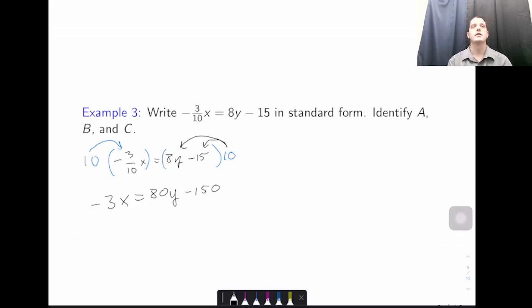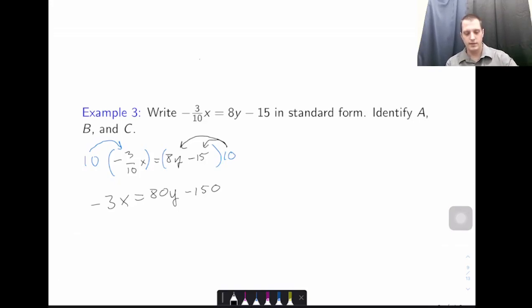Right away, I can tell you that we do not have a common multiple besides 1. Yes, 80 and 150 can be reduced, but the 3 cannot be. All three of them need to be the same, so we can just move on. Now that we no longer have fractions, which I know some of you are like, oh, thank goodness, let's go ahead and get this into standard form.